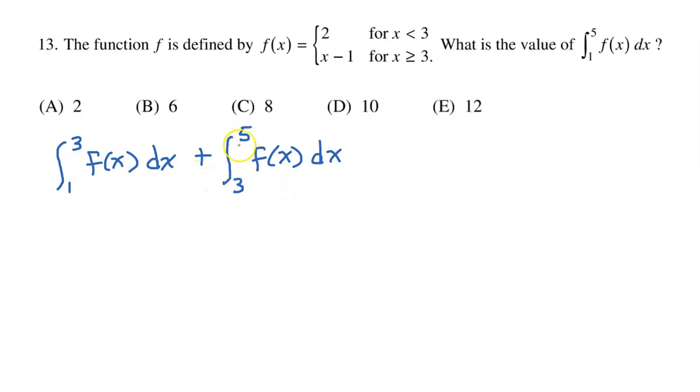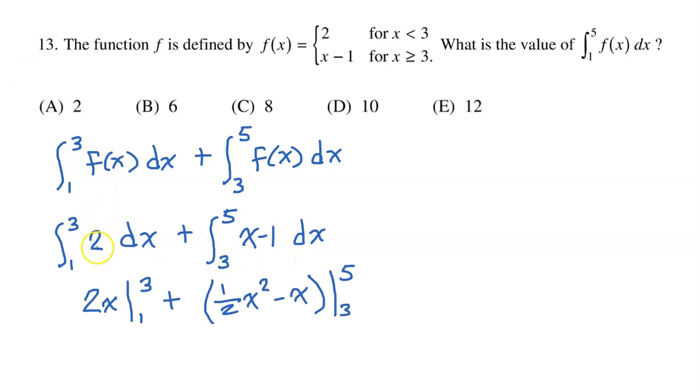the integral from 1 to 3 plus the integral from 3 to 5. On the interval from 1 to 3, f of x is given by 2, because x is less than 3 on this interval. On the interval from 3 to 5, f of x is given by x minus 1, because x is greater than or equal to 3. So we just have to evaluate both of these definite integrals and add them up.